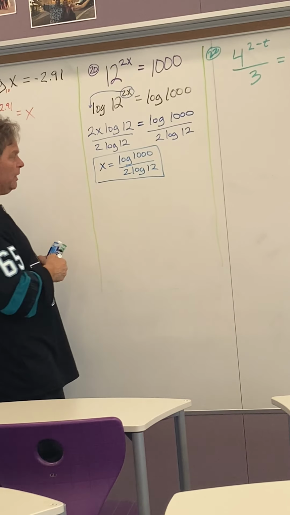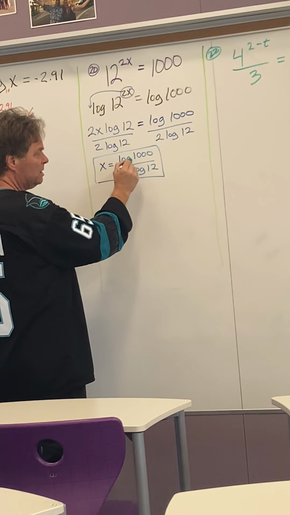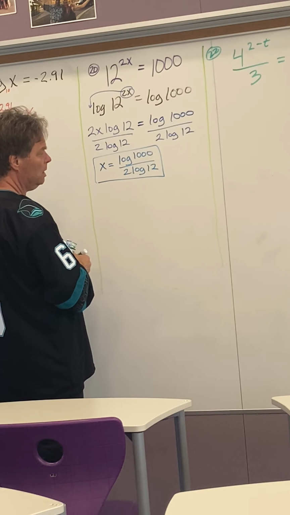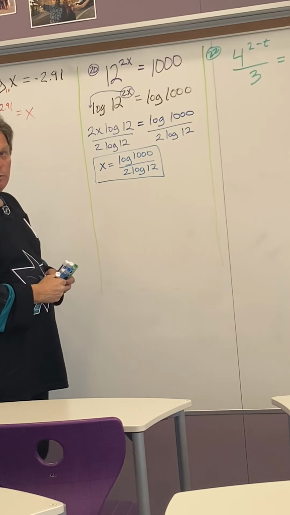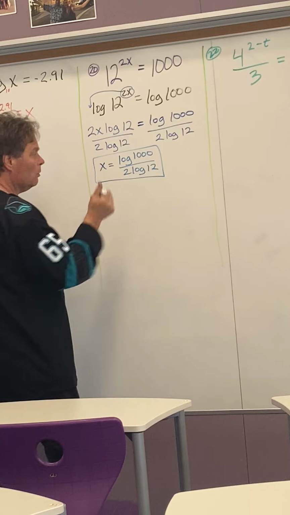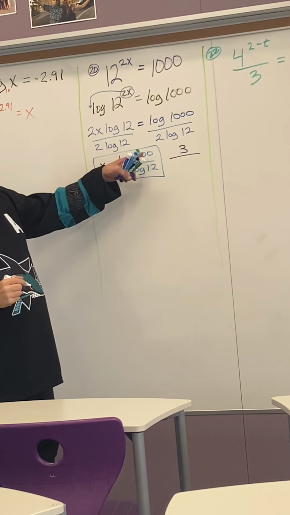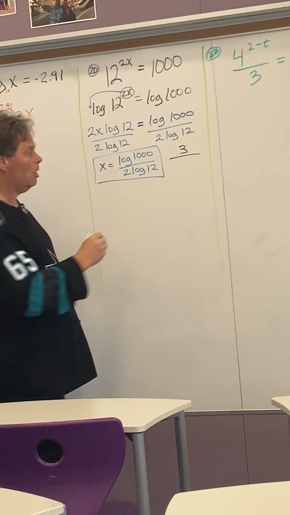Okay, but one thing to notice, log means log base 10. So log base 10 of 1,000 is going to be 10 to what power gives you 1,000? Well, that would be 10 to the third power. So log of 1,000 is just 3. You could write that as 3, right? Over 2, you could put it over 2 log 12, right?